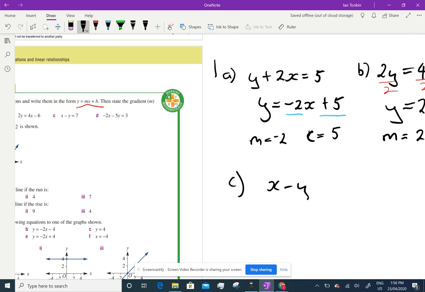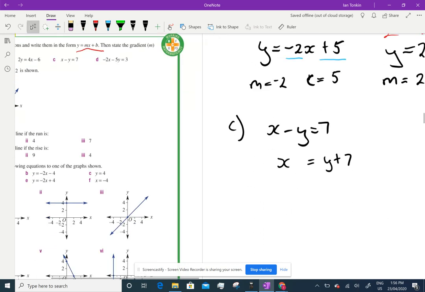C, x minus y equals 7. Well, this time I'm going to take the y over the other side. I'm going to get x equals y plus 7. So I added the y over. I'm going to minus the 7. X minus 7 equals y. Doesn't matter which way we write it. I'll just bring the y over this side, and I'll have x minus 7 on the other side.